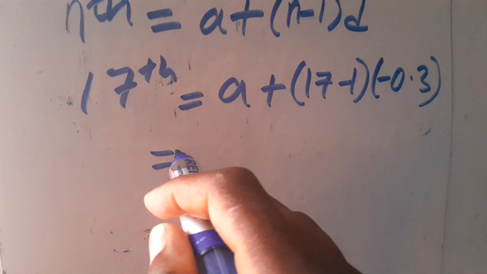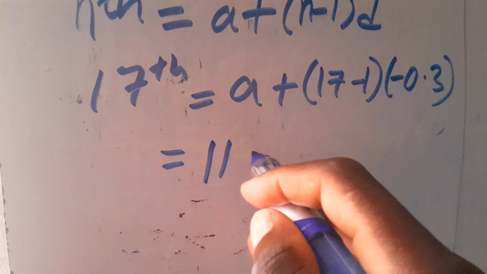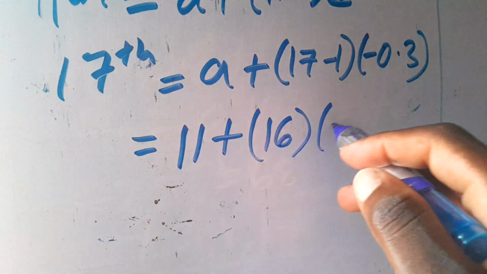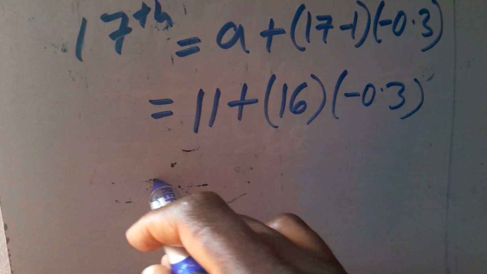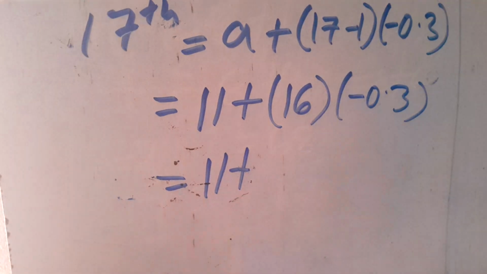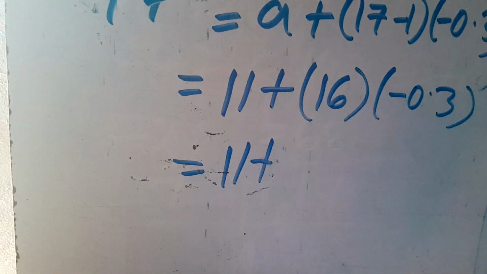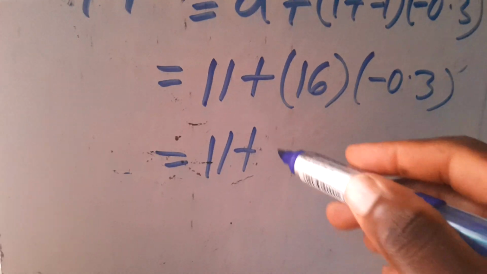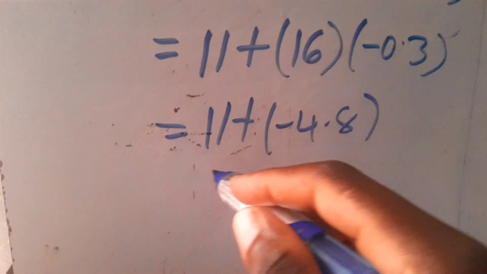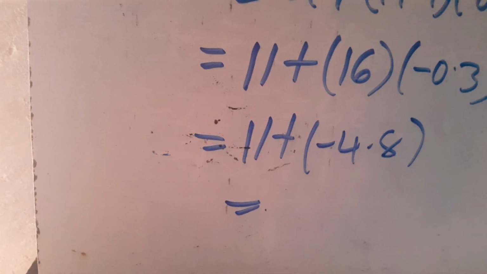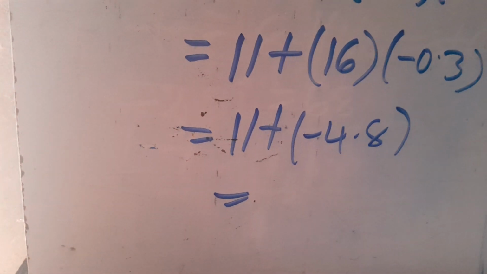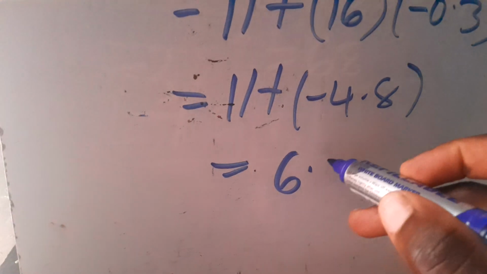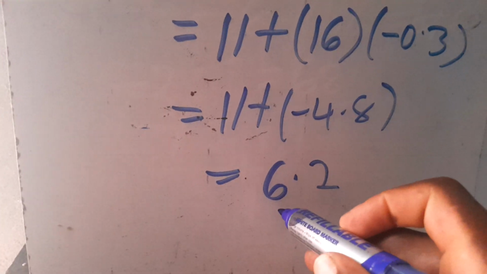Now we will have our A. Our A is 11 plus 17 minus 1, which is 16, times negative 0.3. We will have 11 plus 16 times negative 0.3, which is negative 4.8. 11 plus negative 4.8, we will have 6.2. 6.2 is our 17th term.